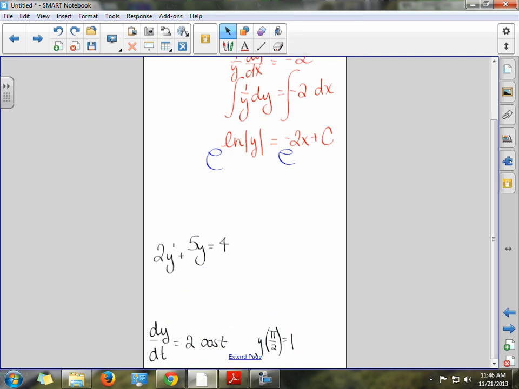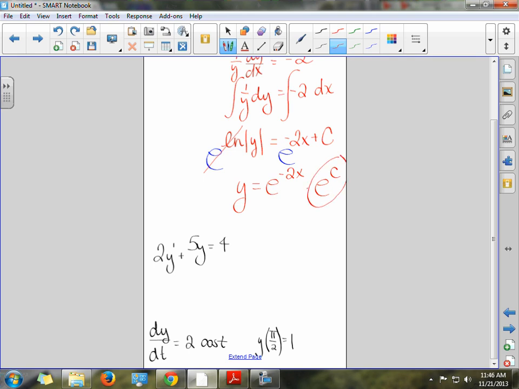Oh, there we go. And so now this is going to cancel, right? And I'm just left with y. We don't need the absolute value anymore. And then I end up with e to the negative 2x. And then I'm going to rewrite this. I'm going to multiply it by e to the c. Now this notation, with this e to the c, looks kind of funny.